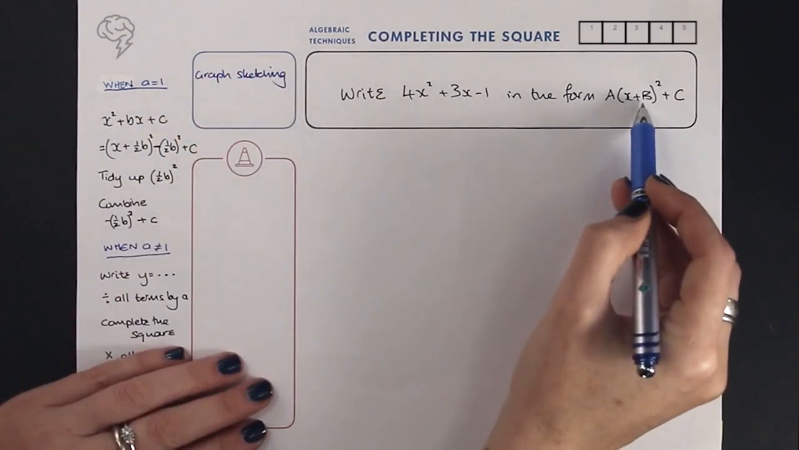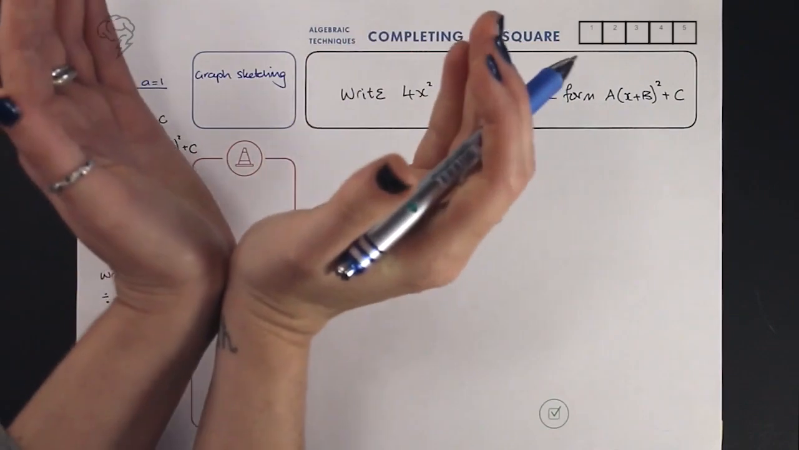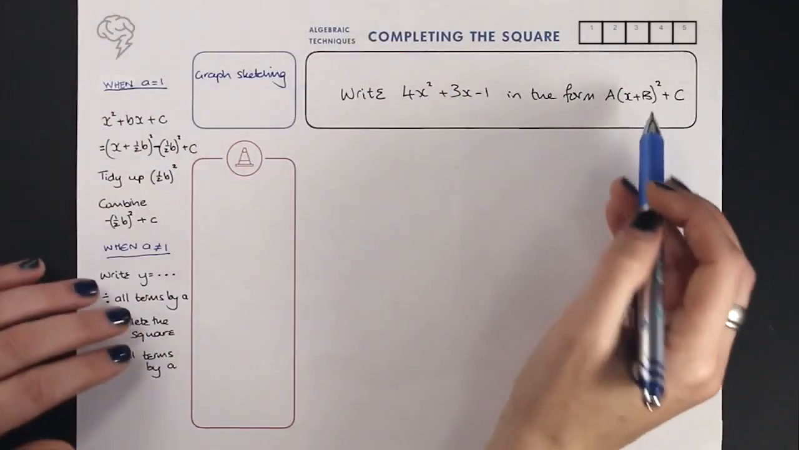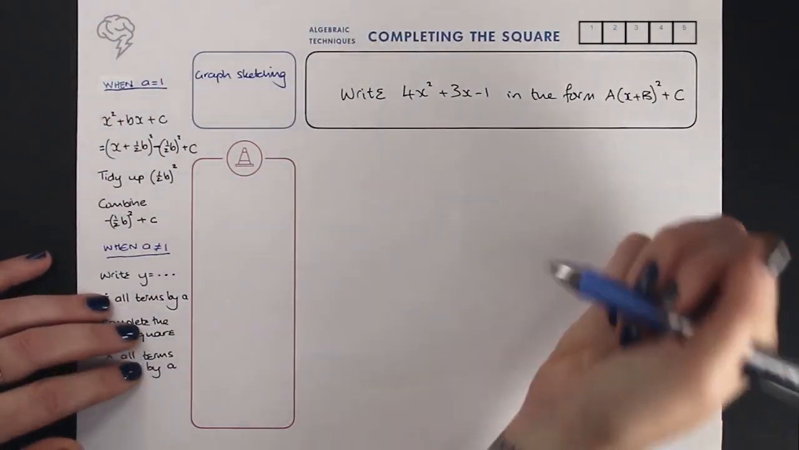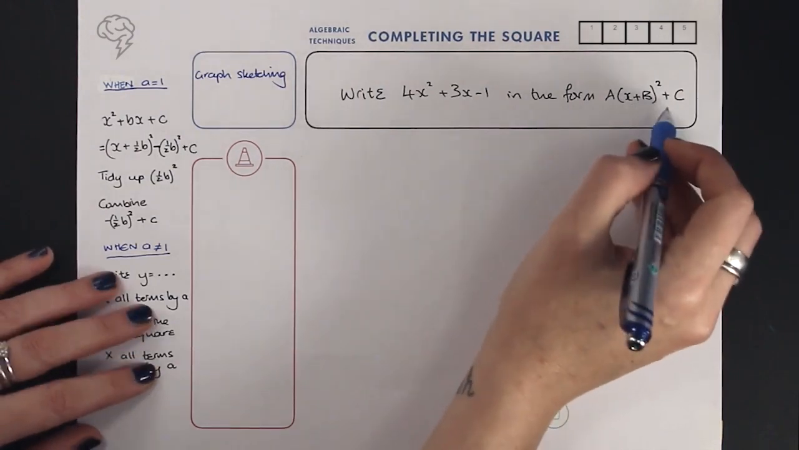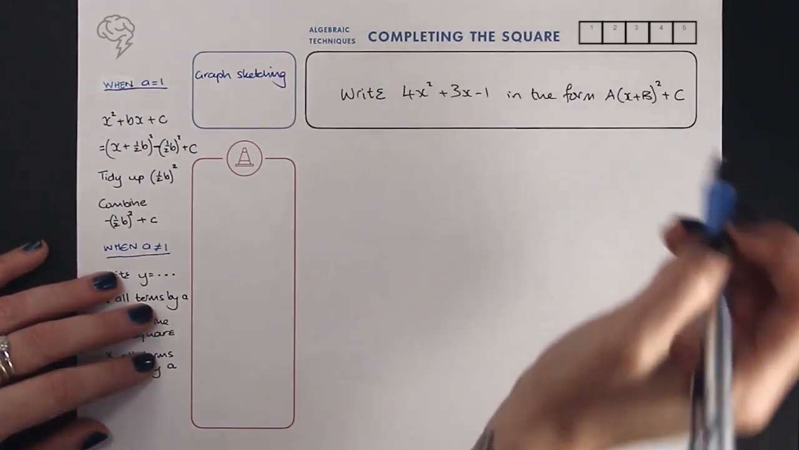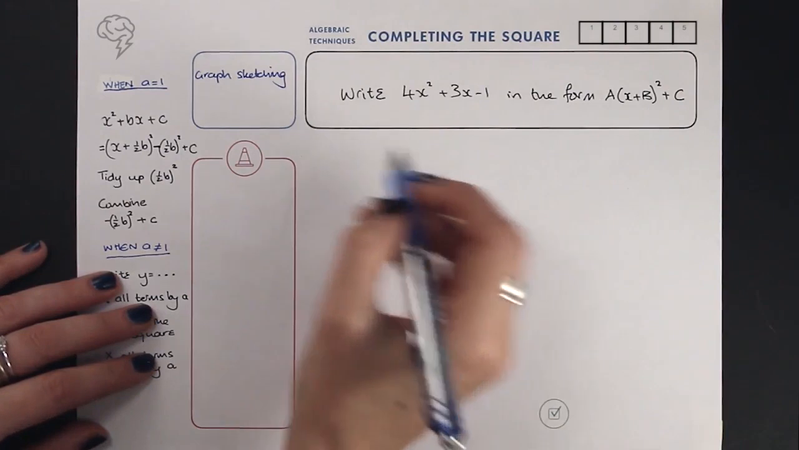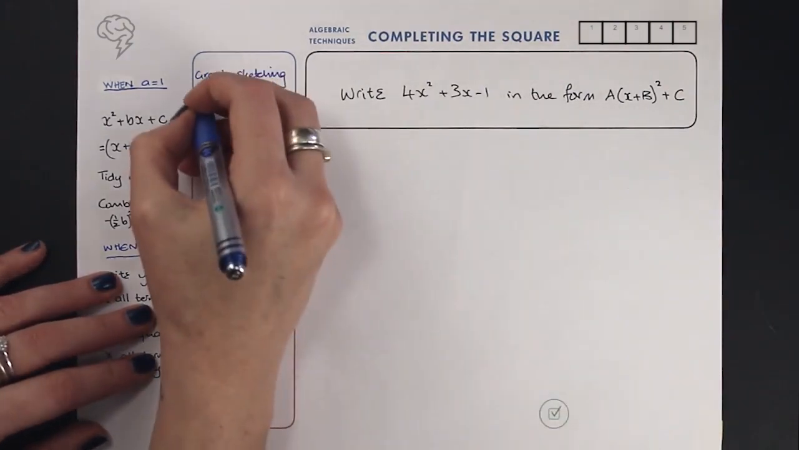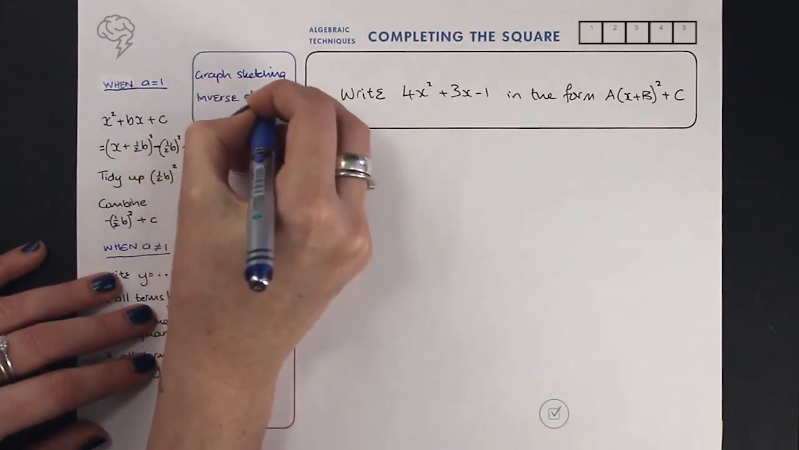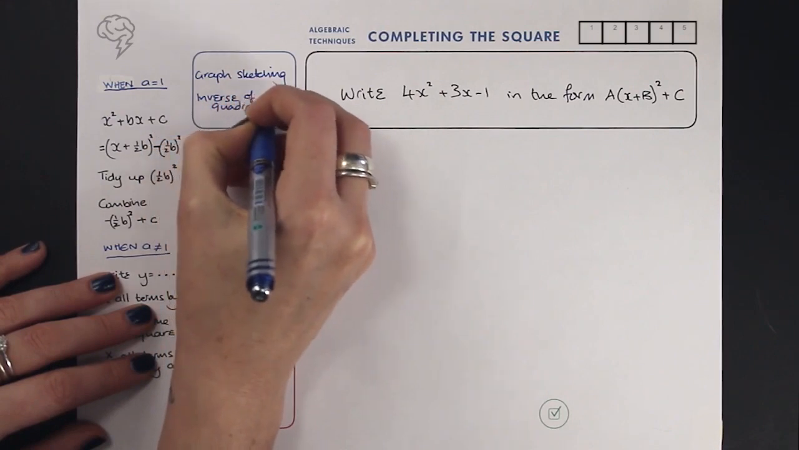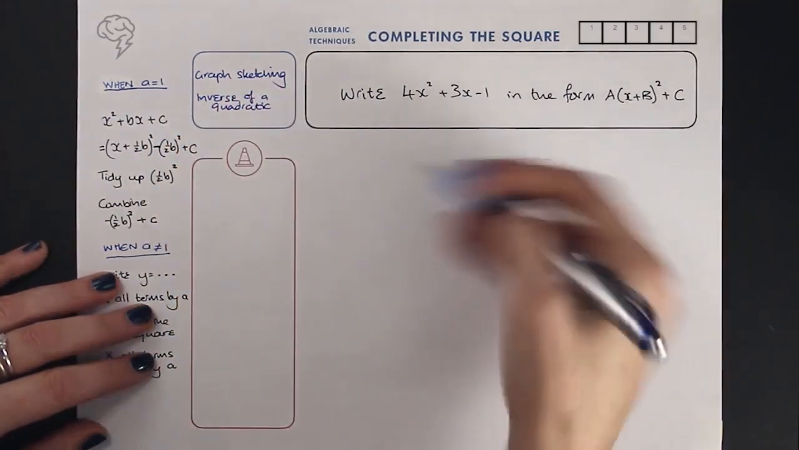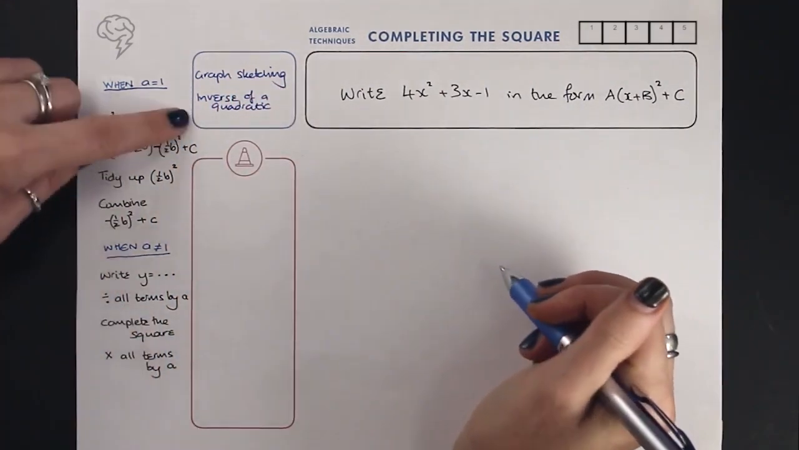Shows us where the vertex is of the quadratic. The quadratic looks like this and it moves around and it shows us where the vertex is. Another really common reason for using this is going to come in the second year, not the first year of the course, but it's to find the inverse of a quadratic function. We'd complete the square and then rearrange it and we'd find the inverse.